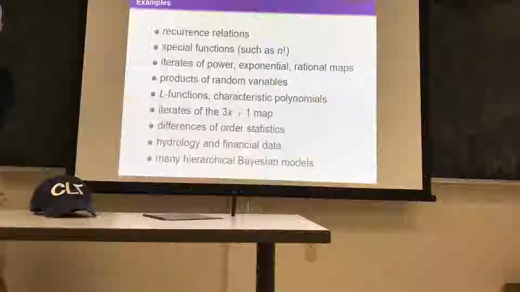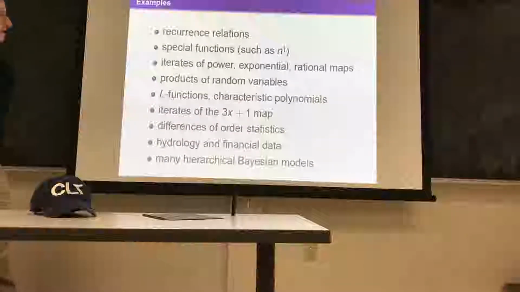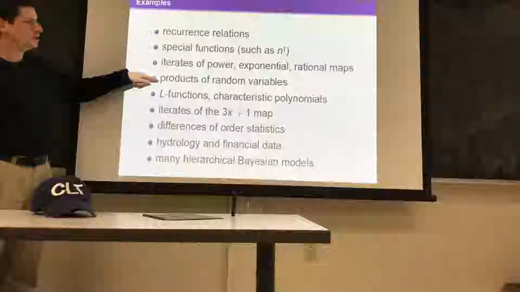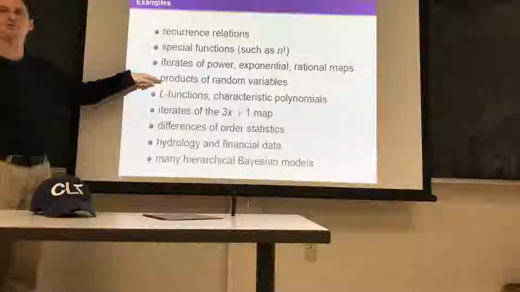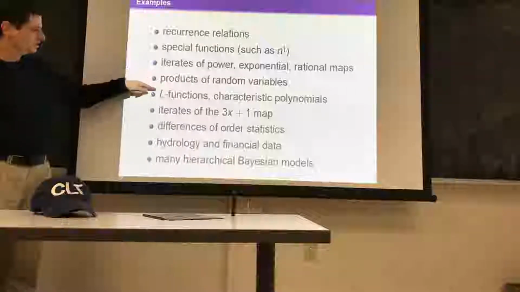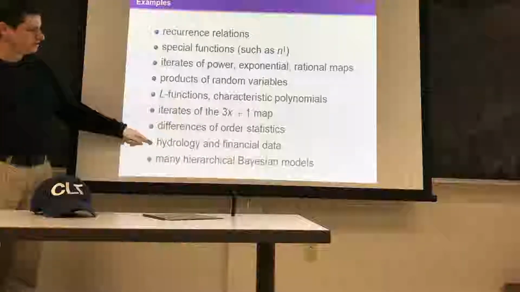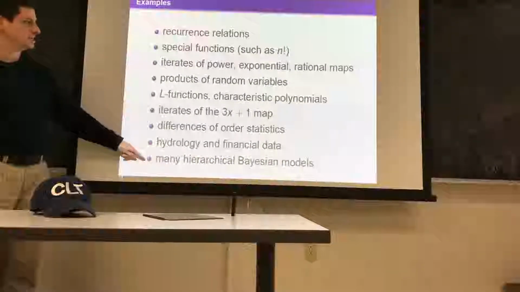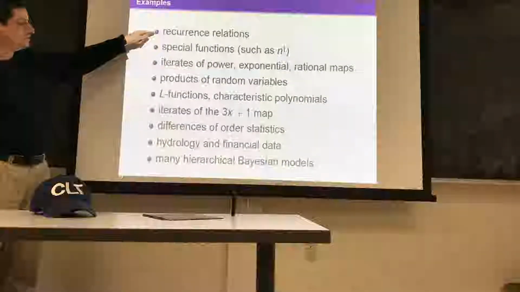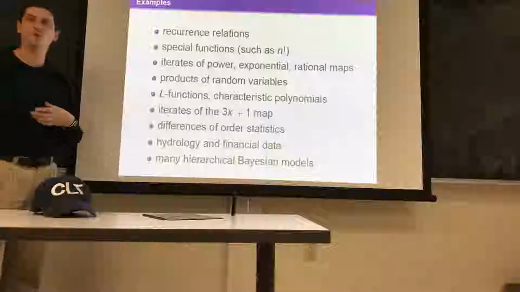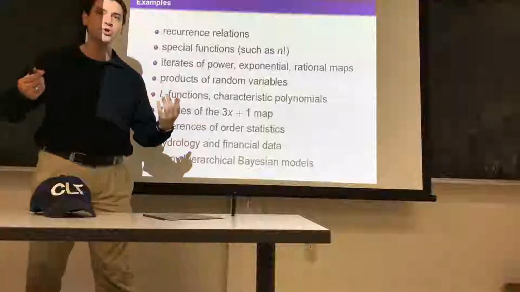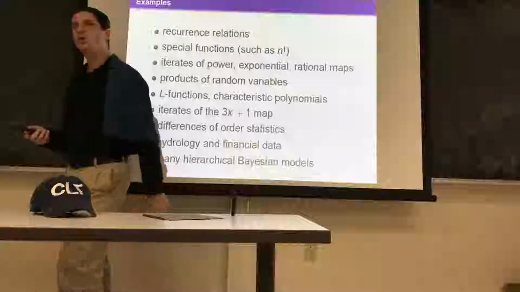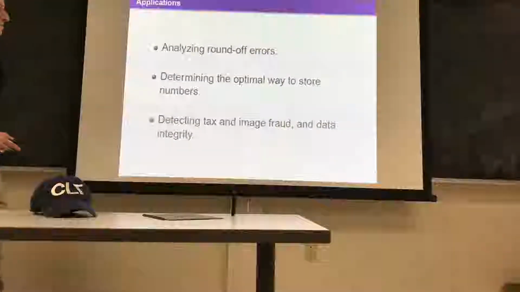There are a lot of different places where Benford's law occurs. Now, the fact that over here we have products of random variables, you can begin to see why we might care about that in a class like this. Differences of order statistics, financial data, hierarchical Bayesian models, okay, starting to see some statistics and applications. Recurrence relations, these are discrete forms of differential equations.